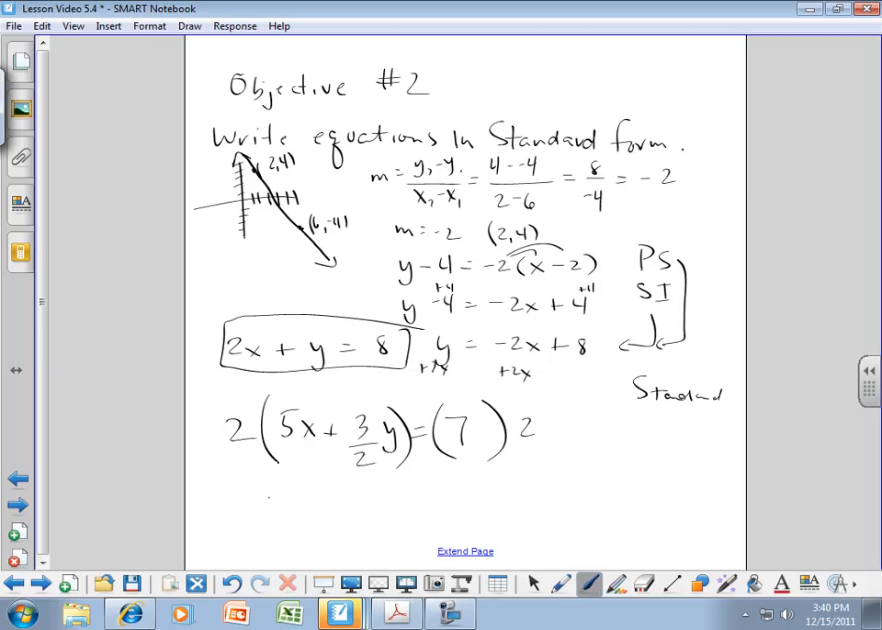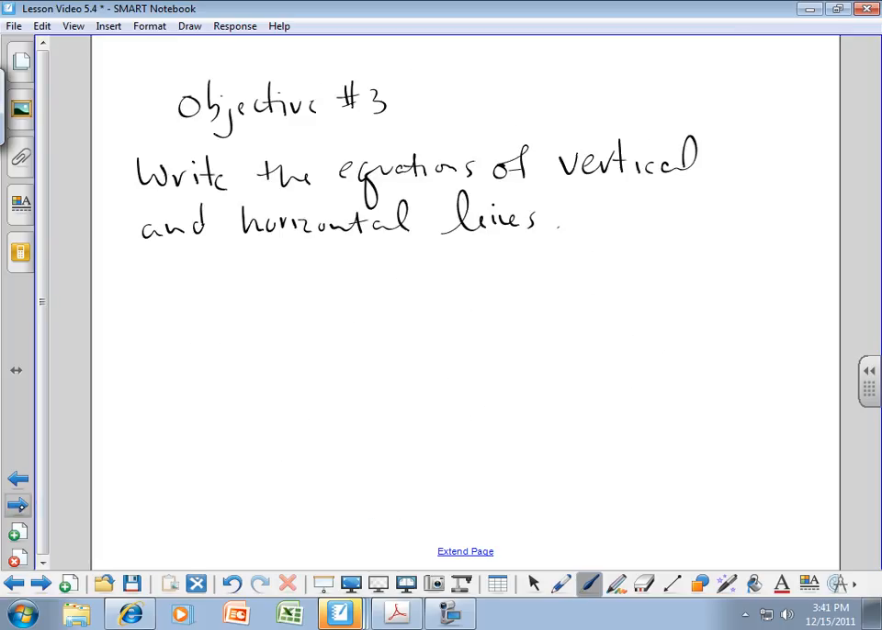What's 2 times 5x? 10x. What's 2 over 1 times 3 over 2? Well, it's 3y. And this would be 14. So, standard form, x's and y's on the same side. Make sure that you don't have any fractions over here. All right? Very good.